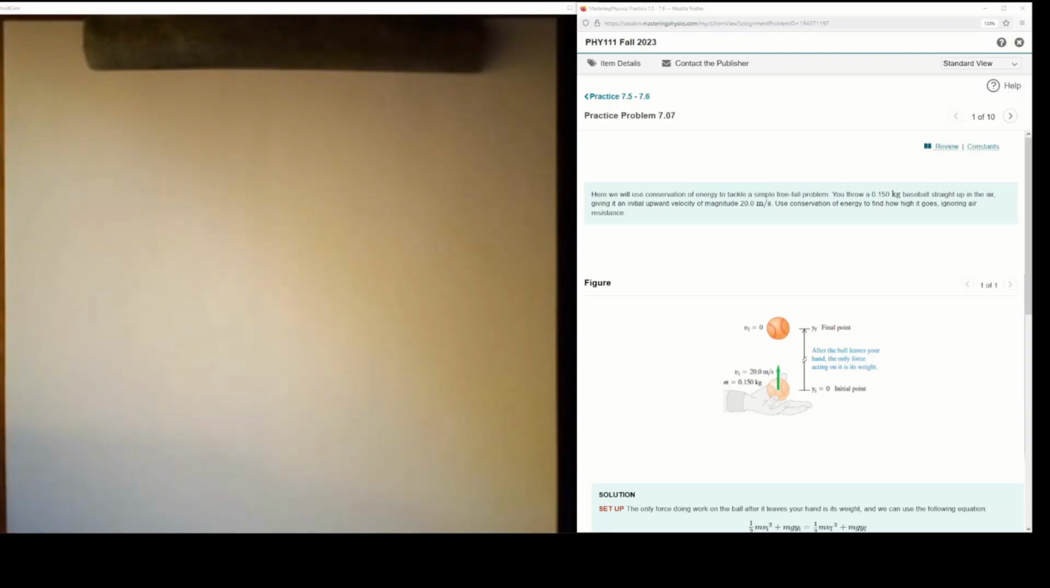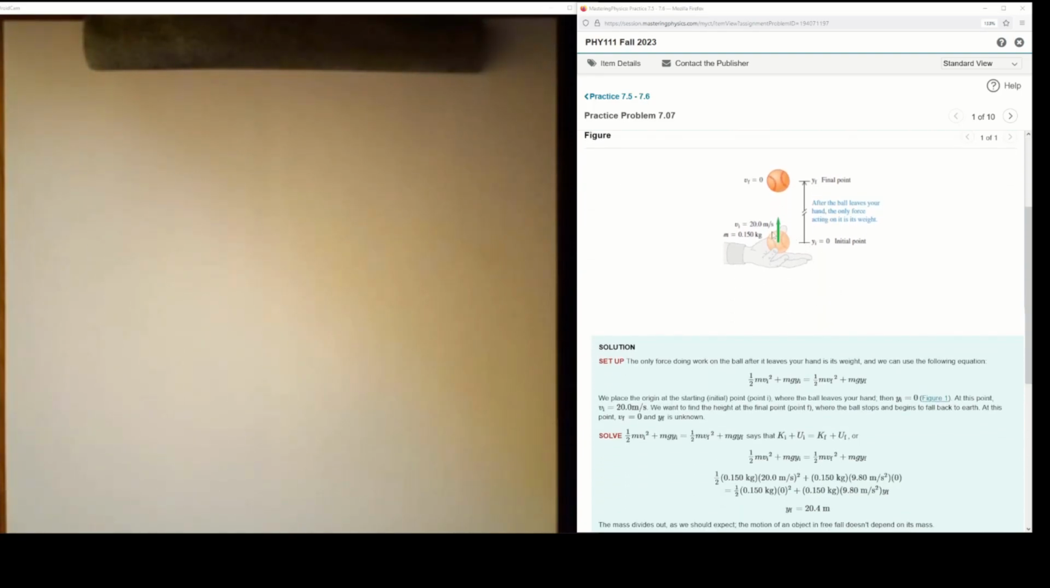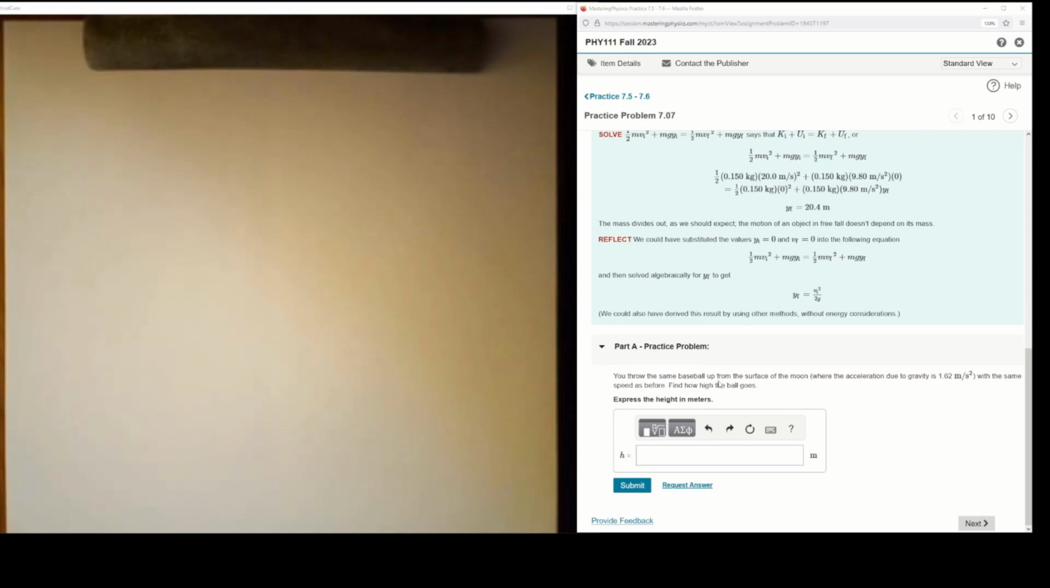All right, so checking out practice 7.5, 7.6, and the first one, just throwing a ball up. In his first example, they're doing this on Earth, and then the question is, what if we did this on the moon? So what changes here is the acceleration due to gravity.